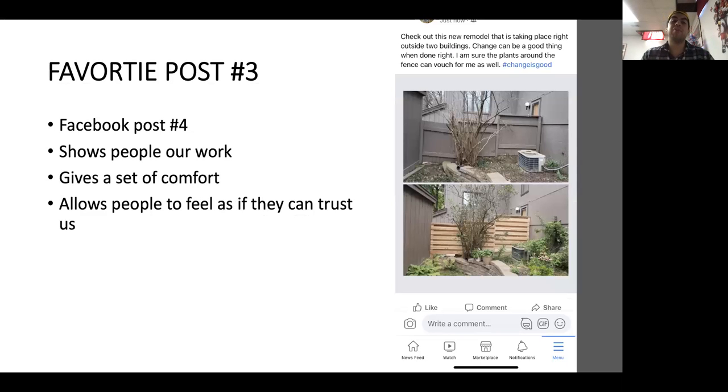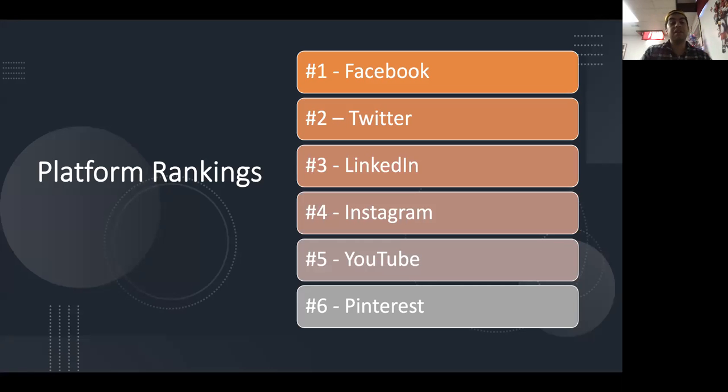My third favorite post would have to be the fourth Facebook post that I made, because it shows people our work. Not only does it show people what we do, but it actually shows them our work, and what we are actually capable of doing. The reason I enjoy this is because it gives our customers a sense of comfort because they are able to see what we can get done. It also allows people to feel as if they can trust us, because they've already seen what we're able to do.